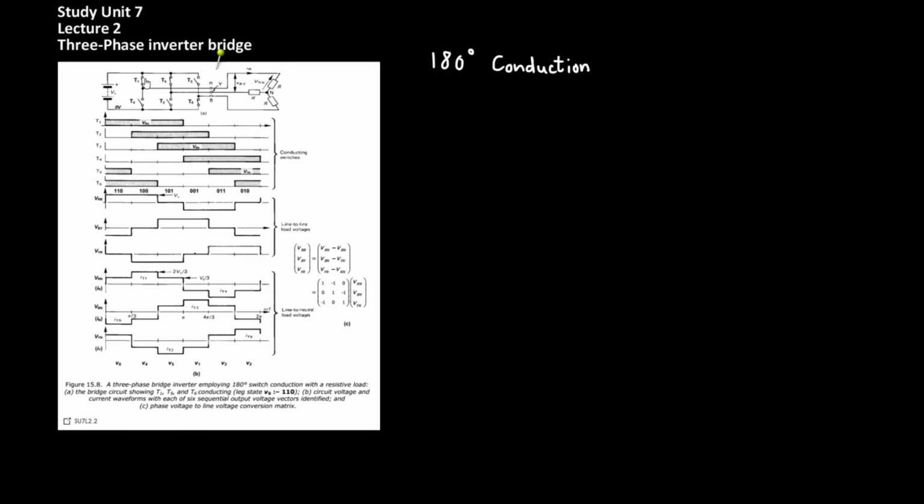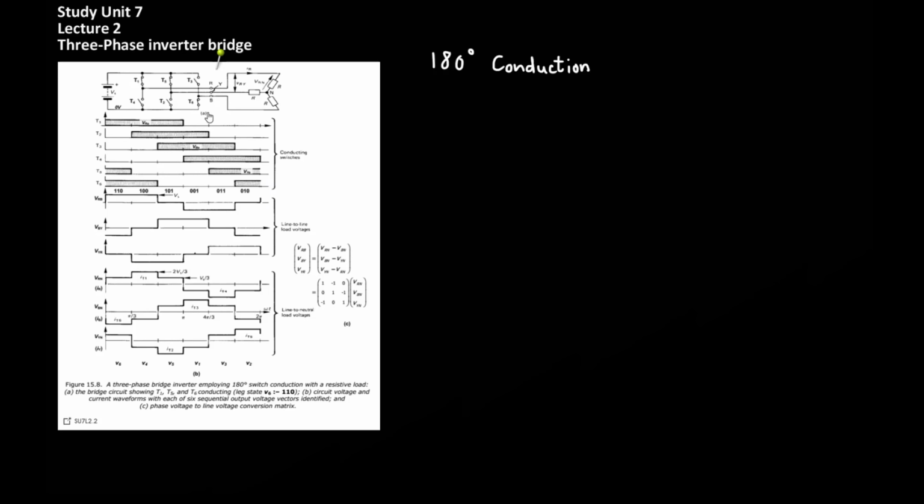which means that when T1 is closed, T4 will not be open. The same can be said for the other legs. 180 degree conduction does not specify which switch must be closed and which must be open. It only specifies that any series connected switch may not be open or closed at the same time.